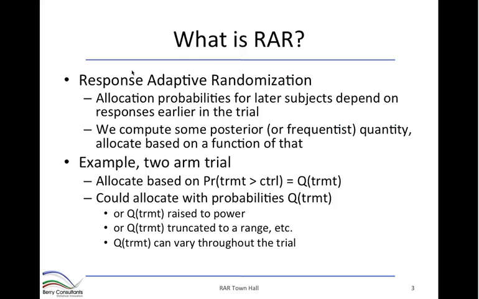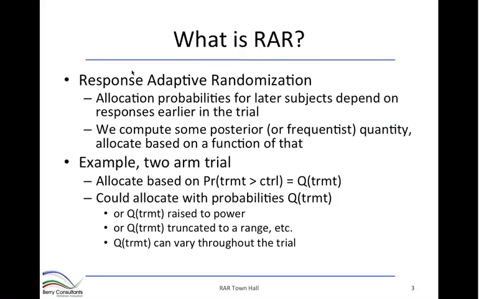Okay, so what is RAR? Response Adaptive Randomization. This is usually defined as allocation probabilities for later subjects depending on responses earlier in the trial. Usually we compute some posterior, it could be a frequentist quantity, but we're going to talk about posterior quantities here. And we're going to allocate based on a function of those. In a two-arm trial, we often allocate based on the probability that the treatment is greater than the control.